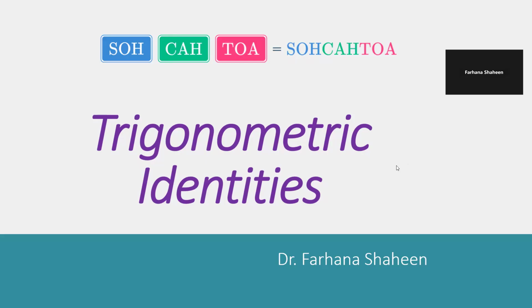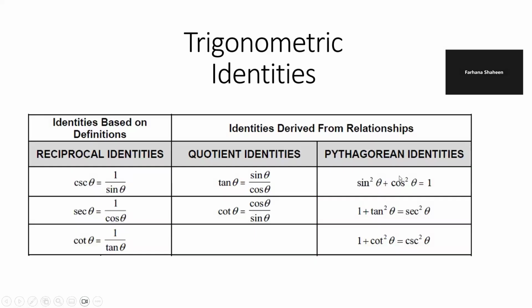Today we are going to talk about trigonometric identities, which are related to sine theta, cos theta, and tan theta, along with cosecant theta, cotangent theta, and secant theta. So these are the basic identities we are going to talk about.